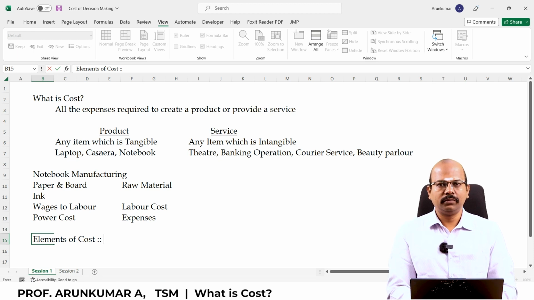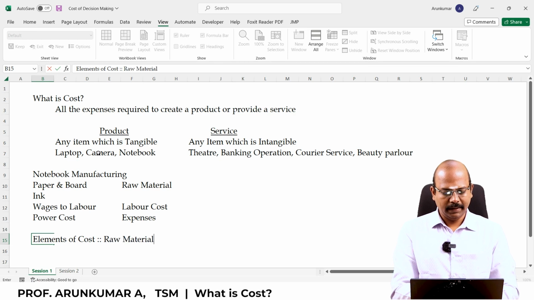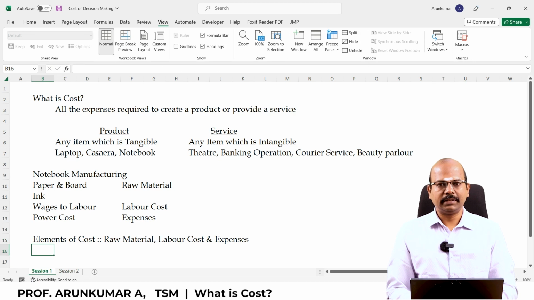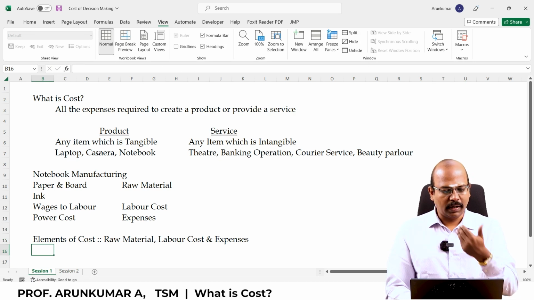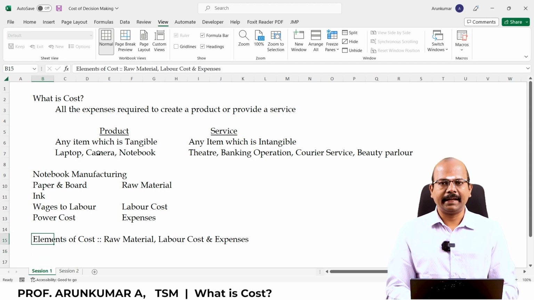Now we are going to understand what is the classification or elements within the cost. So these elements of cost are raw material, labor cost and expenses, without which we can't produce any product. So you need to understand, first thing is, to understand a cost, we need to know the elements of cost. Now we will see what could be the elements of cost with respect to service.